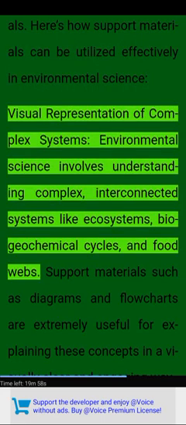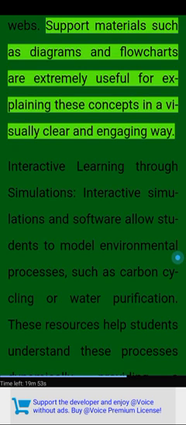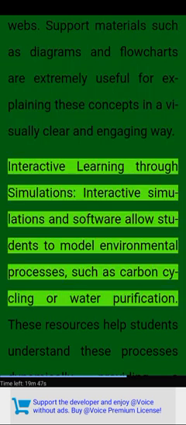Visual representation of complex systems. Environmental science involves understanding complex, interconnected systems like ecosystems, biogeochemical cycles, and food webs. Support materials such as diagrams and flowcharts are extremely useful for explaining these concepts in a visually clear and engaging way.